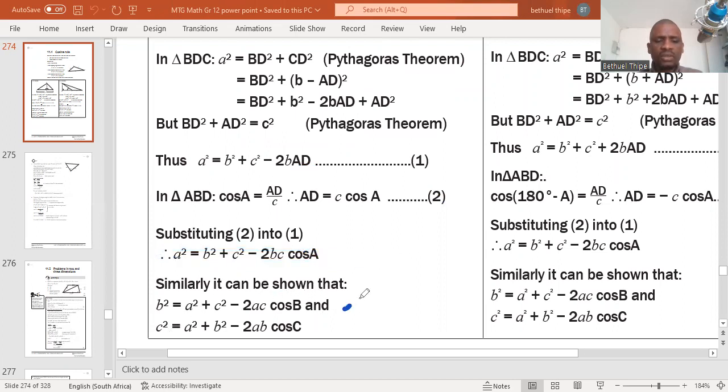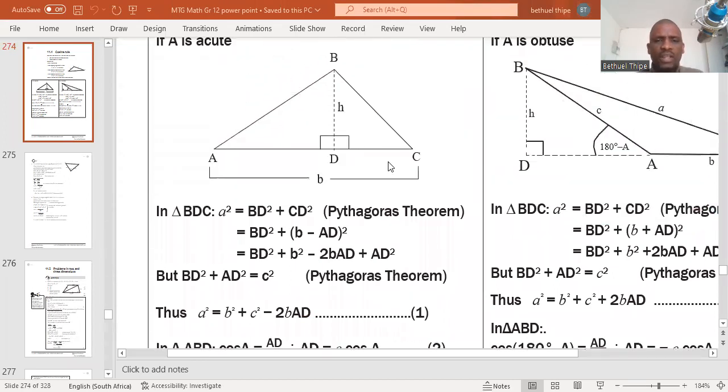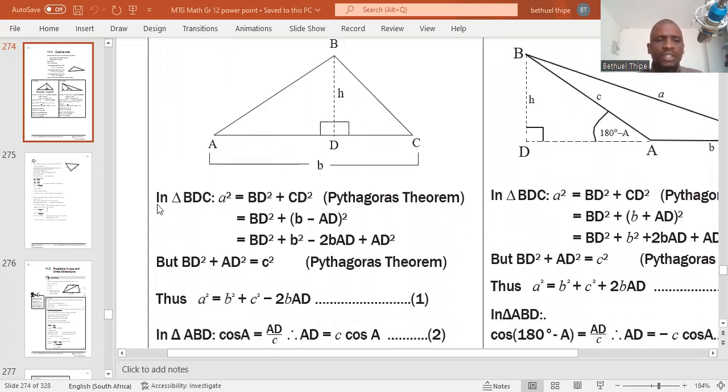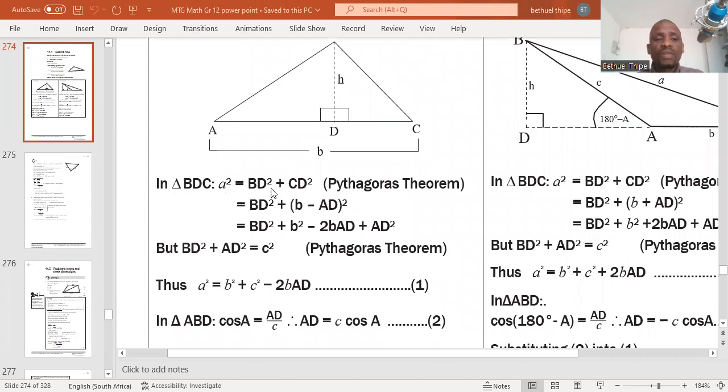So similarly, we can do others here. I would like us to go slowly through this problem step by step. So here we were given a triangle ABC, and we are told that A is an acute angle, meaning it's an angle that is less than 90 degrees. So the first step that we did, we considered triangle BDC. In this triangle, we applied Pythagoras method. We said A squared is equal to BD squared plus CD squared. So we consider this triangle, and we apply Pythagoras theorem.